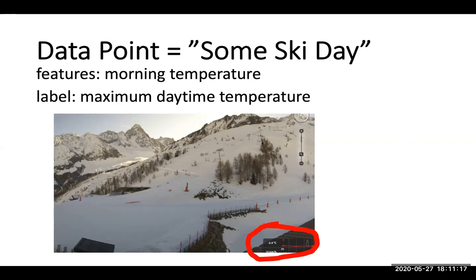So we define now a machine learning problem where a data point is some ski day. So some particular day in the French Alps, for example. And what we can measure easily in the morning is the morning temperature. But what we would like to know about this data point, what is the quantity of interest, is the maximum daytime temperature. Why could we be interested in the maximum daytime temperature? Why is this useful to know for a ski day?